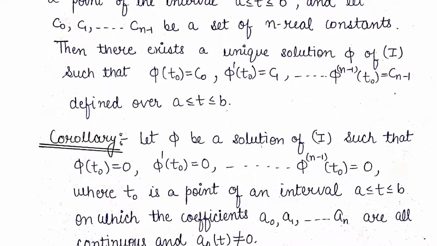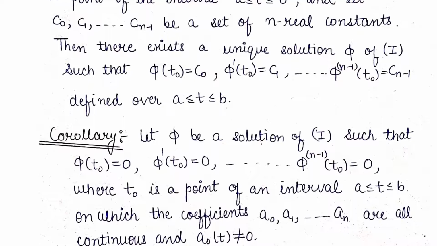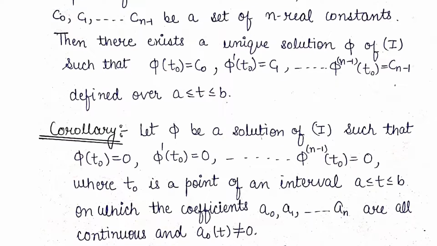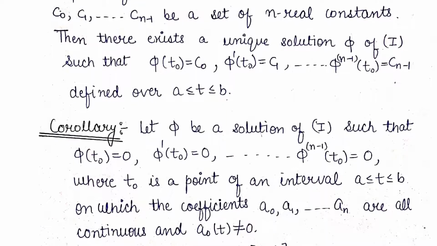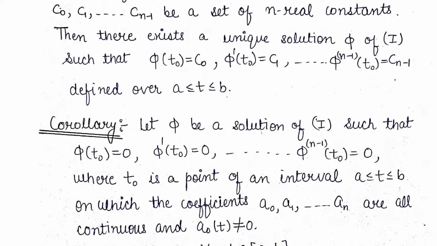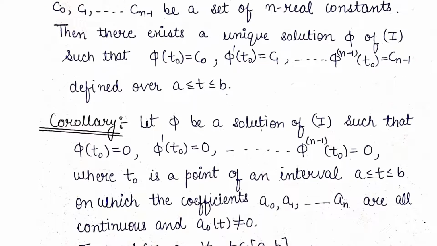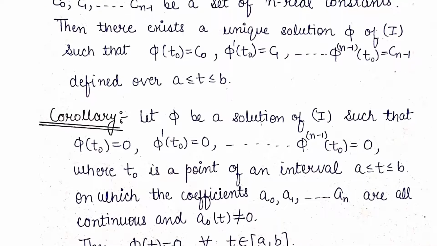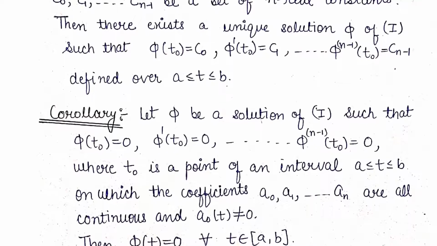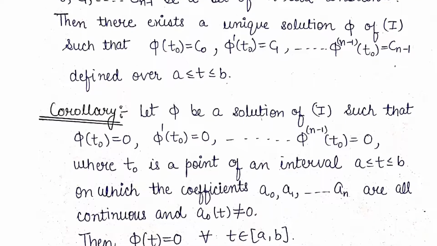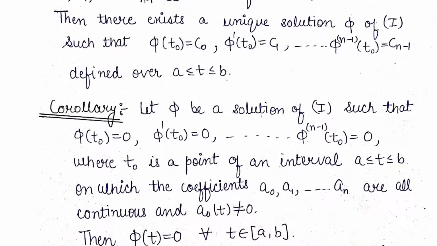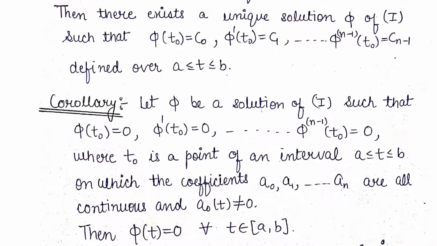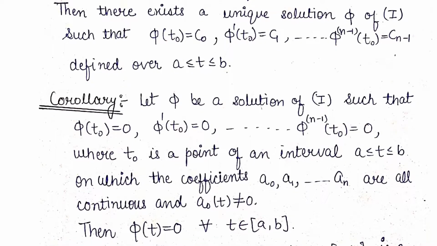The proof of the corollary is very simple. Now for the proof, you can see that phi(t) equal to 0 is always a solution of this homogeneous linear differential equation 1. And phi(t) equal to 0 also satisfies the condition that phi at t0 is 0, phi first derivative at t0 is 0, phi (n minus 1)th derivative at t0 is 0.